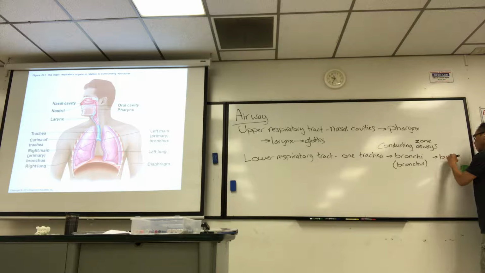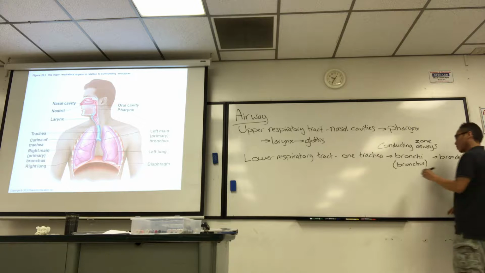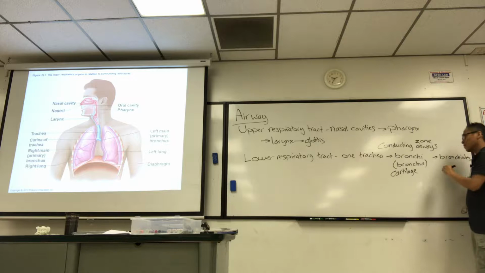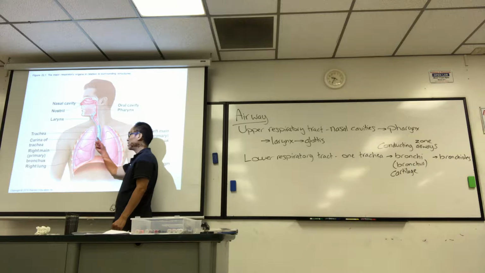The major structural difference is bronchi are stiff airways that remain open, and there's cartilage, hyaline cartilage, that keeps the airways open, especially around the trachea. You can even see the C-shaped cartilage rings around the trachea. So as you suck air in and out, it doesn't collapse. It's a stiff tube that stays open.